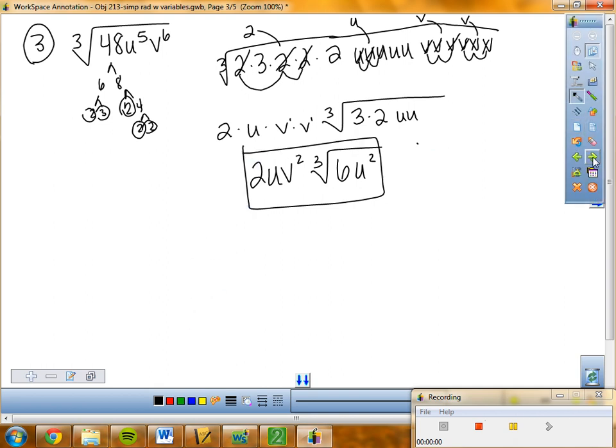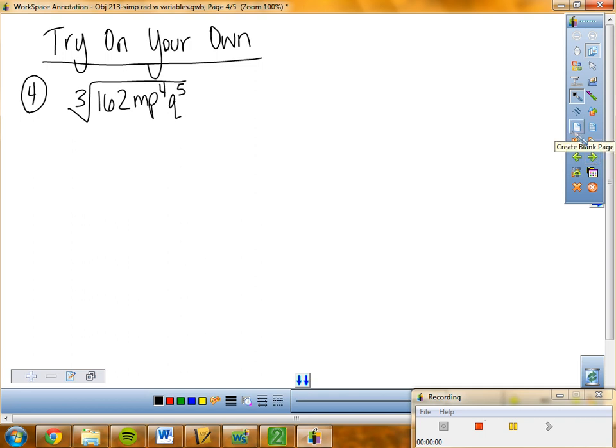So here is one where you can try on your own. We have the third root of 162, m, p to the fourth, q to the fifth. So go ahead, pause the video, do your work, follow your key steps, and when you start the video again, you can check your answer.